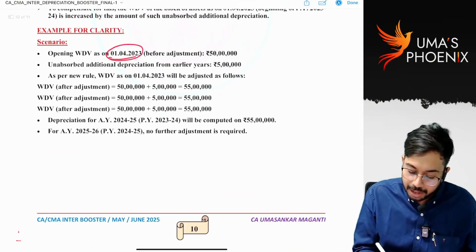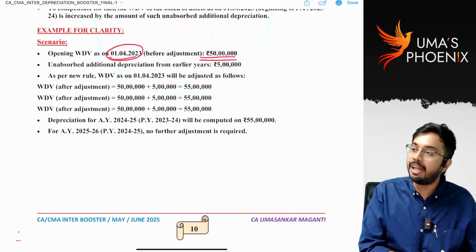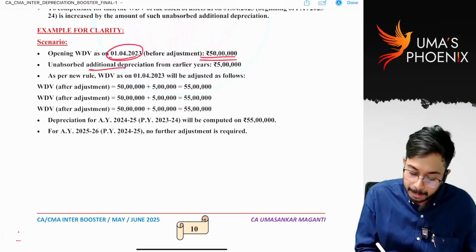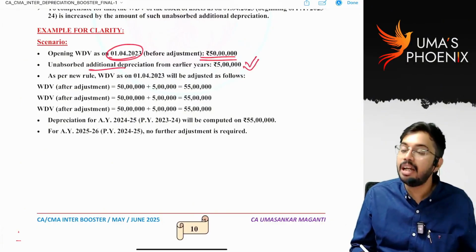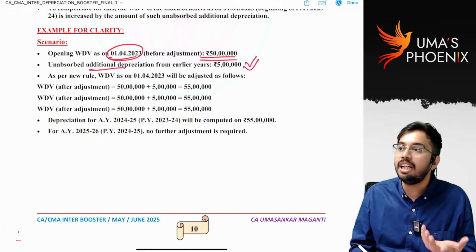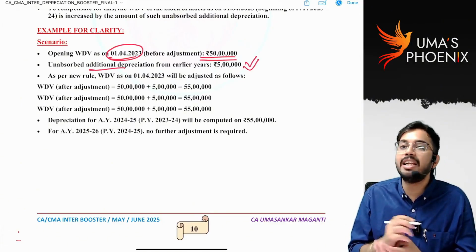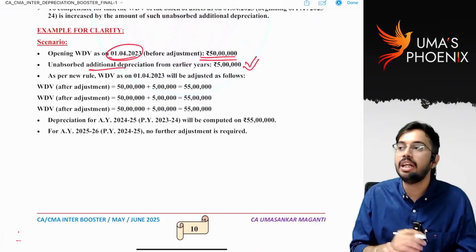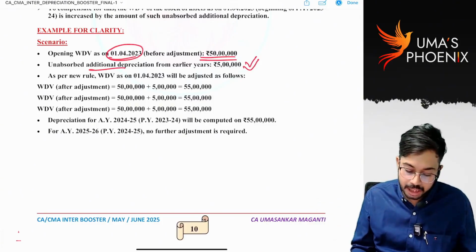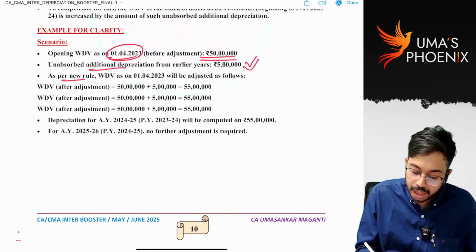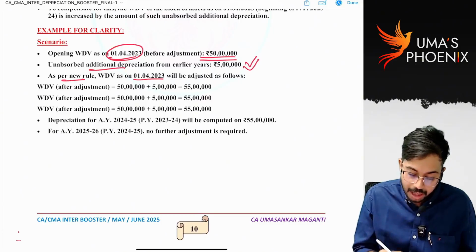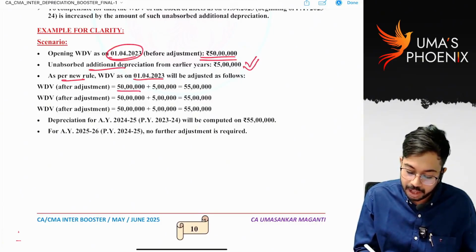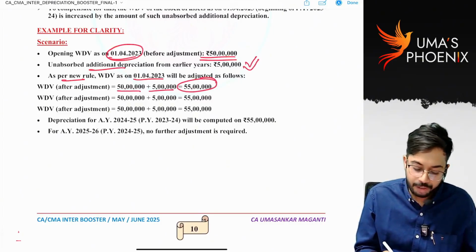On 1st April 23, the written down value is 50 lakhs. Unabsorbed additional depreciation is 5 lakhs. In 24-25, what happened? He chose default tax rates. If he chooses default tax rates, can he set off unabsorbed additional depreciation? He cannot set it off. So as per the new rule, as on 1st April 2023, it will be adjusted as follows. Written down value after adjustment: 50 lakhs plus 5 lakhs, it will be 55 lakhs.